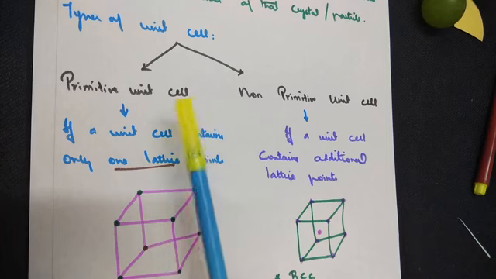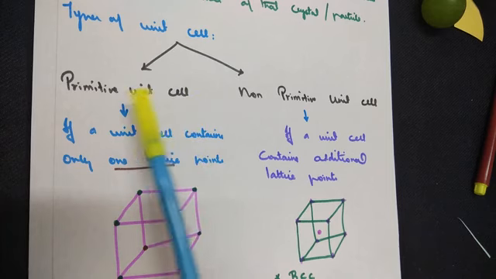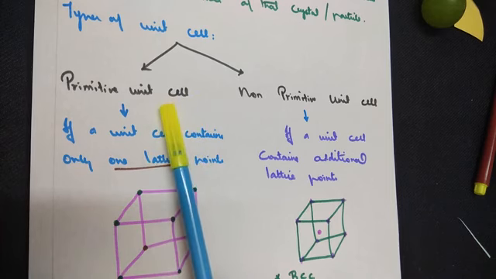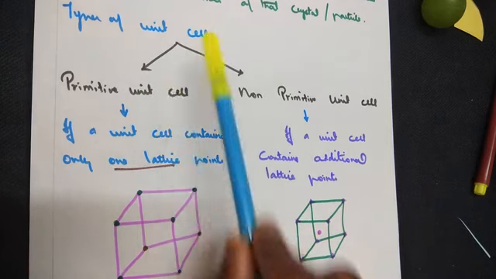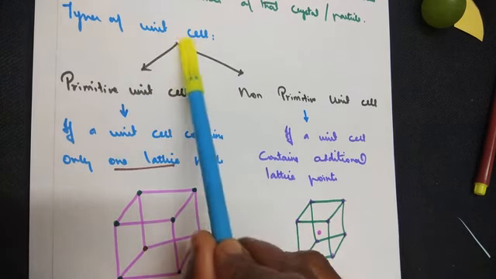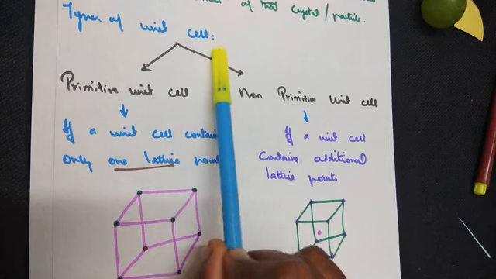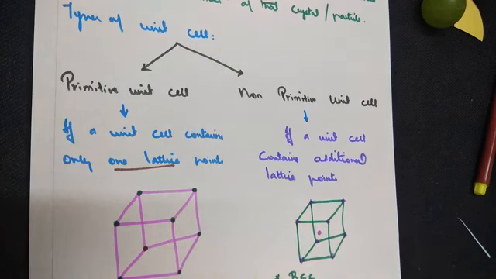In the previous class, you learnt in detail about the definition for a primitive unit cell and the types of primitive unit cell. Primitive unit cells are one of the two types of unit cell. A unit cell is the smallest portion of the repeating crystal lattice.